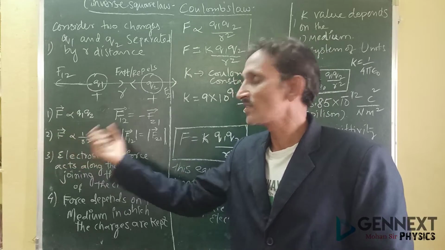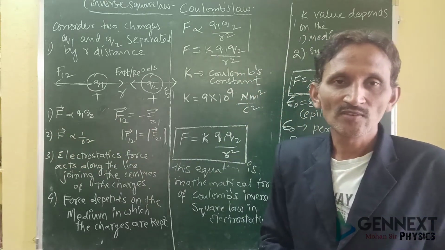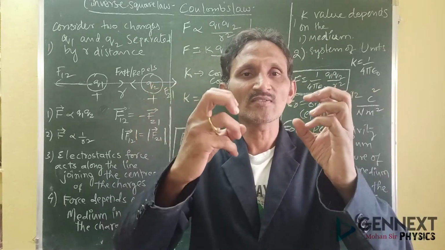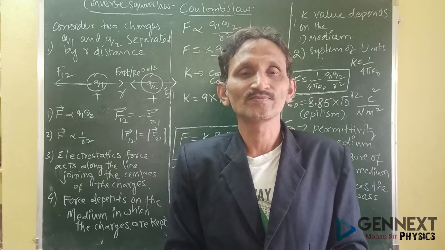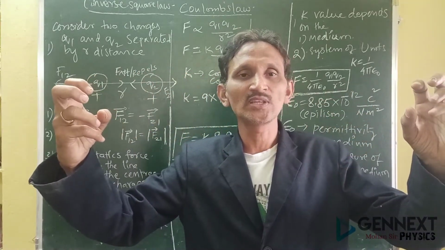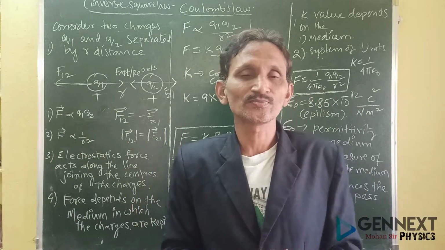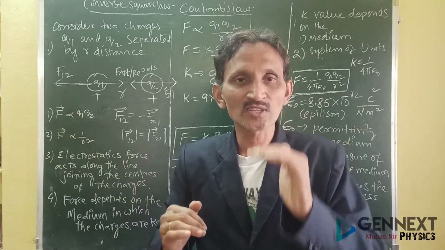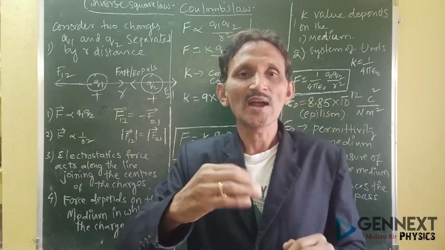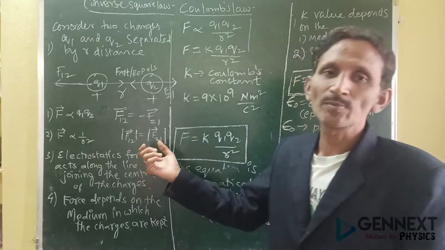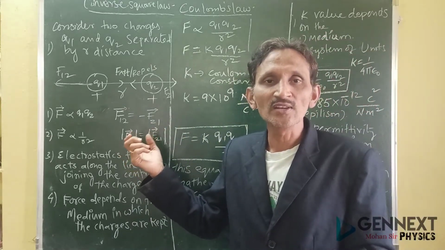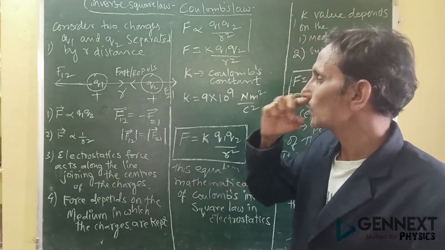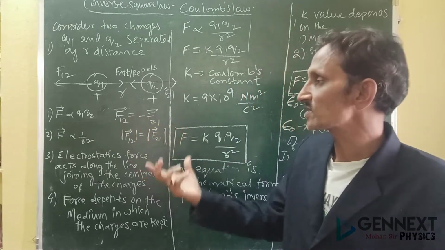Now the force is inversely proportional to the square of the distance. When the two charges are very close, the attraction force is very strong. When the two charges are far away from each other, the attraction force is reduced and becomes weak. So it is inversely proportional. That is why it is called Coulomb's inverse square law in electrostatics. It is about charges at rest.